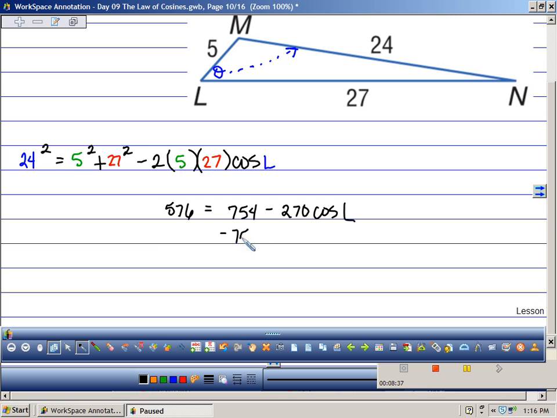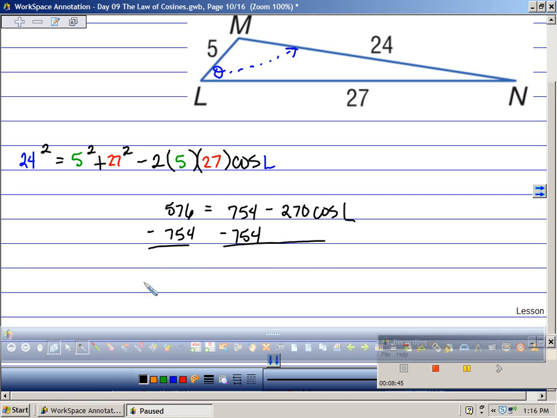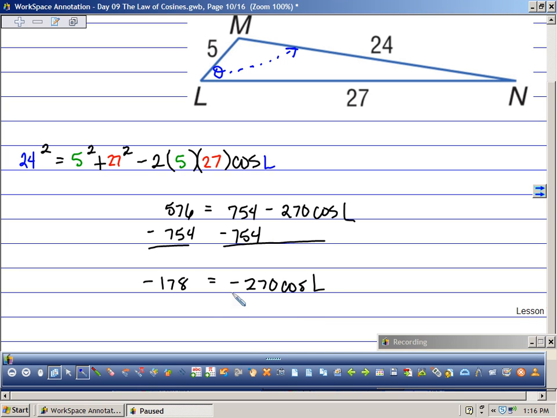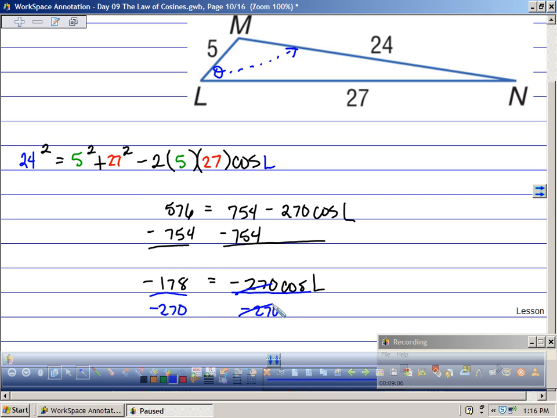I'm going to subtract 754 from both sides. That's going to give me negative 178 equals negative 270 cosine L. What's my next step? Divide by negative 270. Divide by negative 270. These cancel.